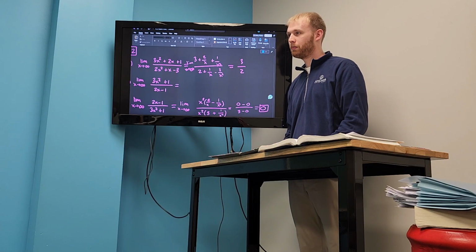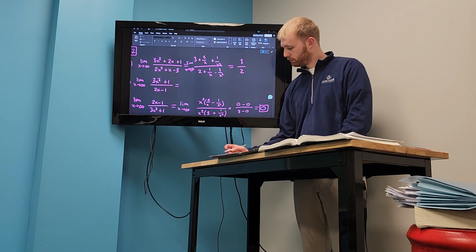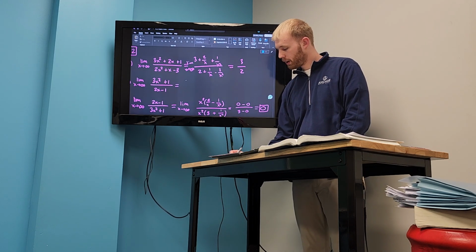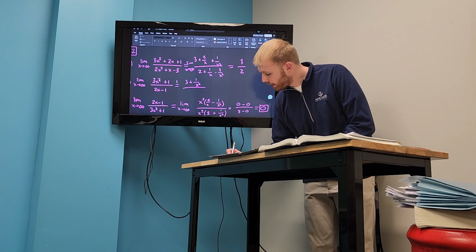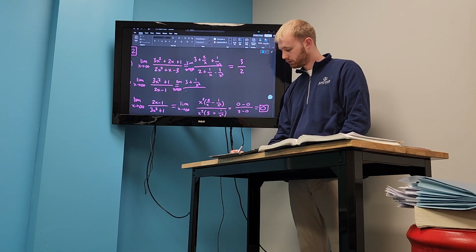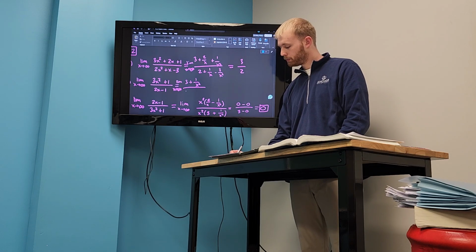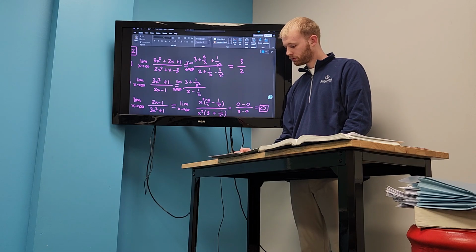You got 3 halves? Yeah. Okay. So you did 3 plus 1 over x squared over x minus 1 over x. Again, I should write limit here. That's bad notation. Okay. Over 2 minus 1 over x? Oh, sorry, yeah, 2 over 1.